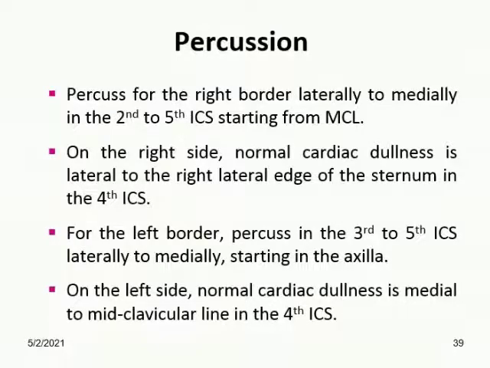Percussion. Percuss for the right border laterally to medially in the 2nd to 5th intercostal space, starting from the midclavicular line. On the right side, normal cardiac dullness is lateral to the right lateral edge of the sternum in the 4th intercostal space. For the left border, percuss in the 3rd to 5th intercostal space laterally to medially, starting in the axilla. On the left side, normal cardiac dullness is medial to the midclavicular line in the 4th intercostal space.